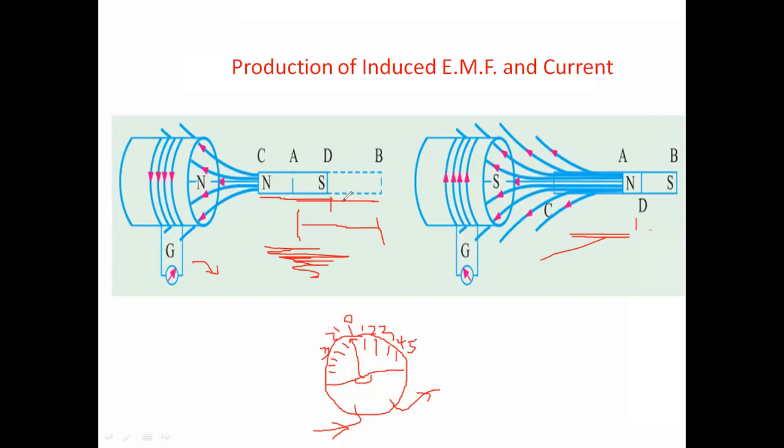Stationary magnets do not produce any EMF. We are just bringing the magnet from this point to this point. While bringing, it produces current because the flux linkages with this coil are changing. After reaching this particular point, the flux linkages are constant, and due to that it does not produce any EMF in the coil.